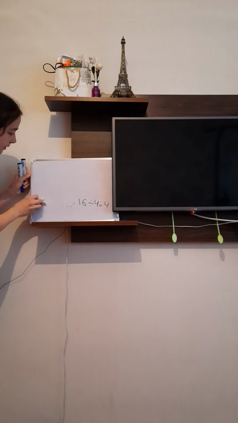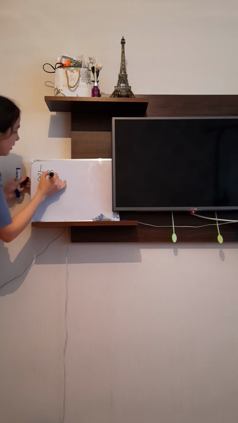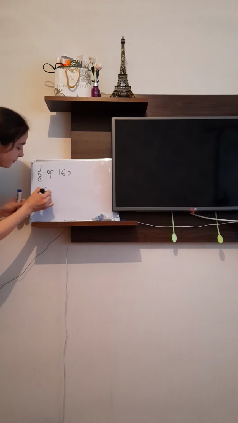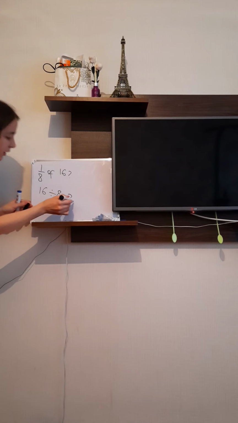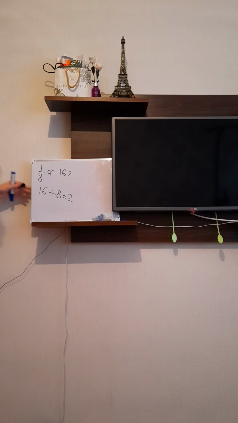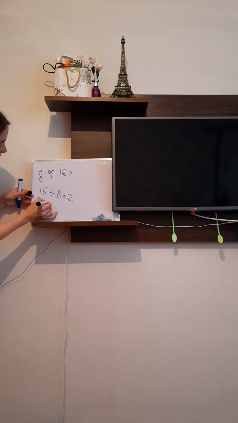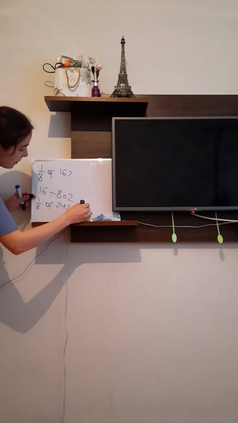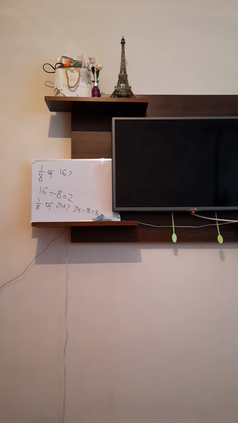And the last one, how can we find 1 out of 8 of something? For example, 16. It means we have 16, for example, books, and we have 8 groups of children. How can we divide these 16 books between 8 groups? We will divide by 8. Each group will get 2 books. For example, how can we find 1 out of 8 of 24? We will divide 24 by 8. It is going to be 3.